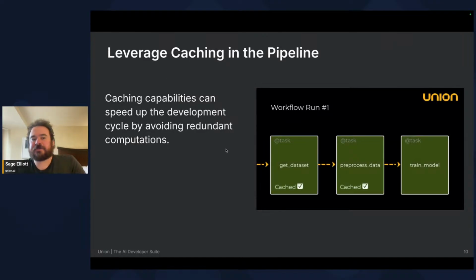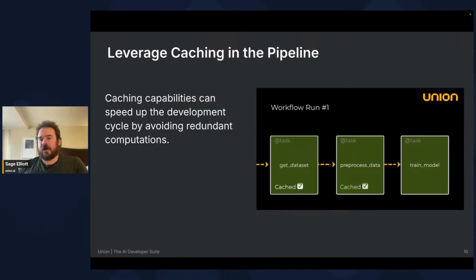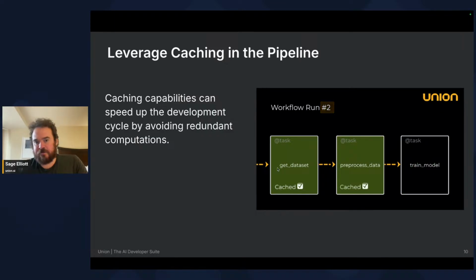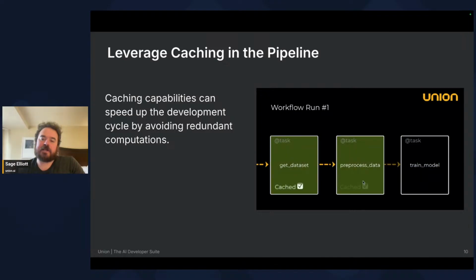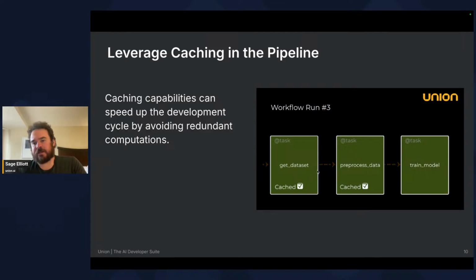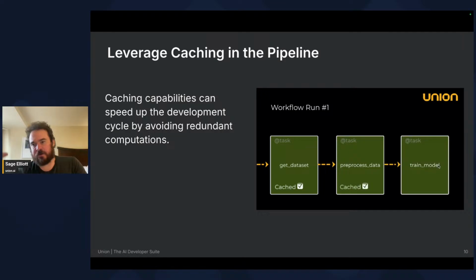You want to leverage caching in your pipeline. Caching capabilities speed up the development cycle by avoiding redundant computations. If we're building our pipeline, like we're going to see today, we'll actually see this implemented. We're going to train a model, but every time we do that workflow, we're adjusting some hyperparameters. We want to kick off this whole workflow, but we don't want to download the data set or pre-process the data set again because those haven't changed. We can cache those and then rerun the workflow, skip these steps, take that saved state, pull it into our model, and just run that task.